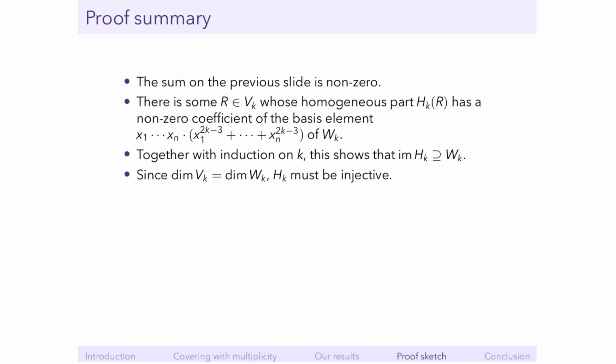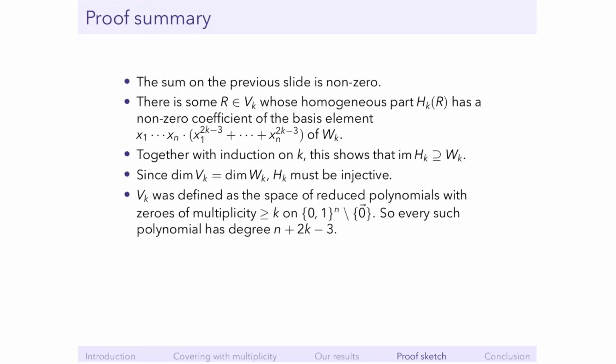And then I didn't show you this computation, but it's true that this w_k has the same dimension as the domain V_k. And because we proved surjectivity between two spaces of the same dimension, this function must actually also be injective. So we find that this function h_k is injective. Now, recall that V_k was defined as the space of reduced polynomials that vanish to multiplicity at least k outside the origin on the hypercube.